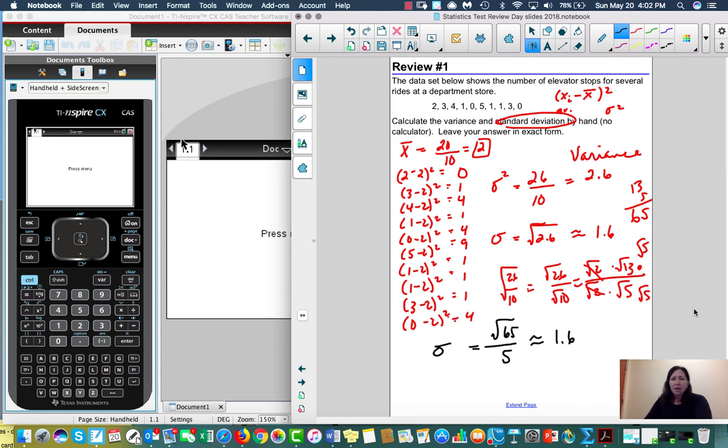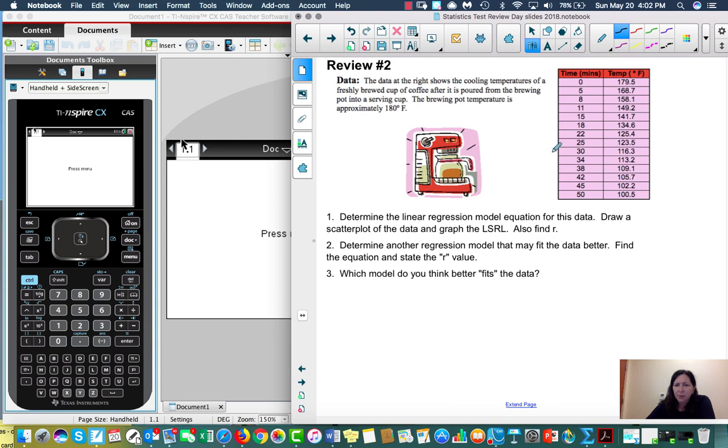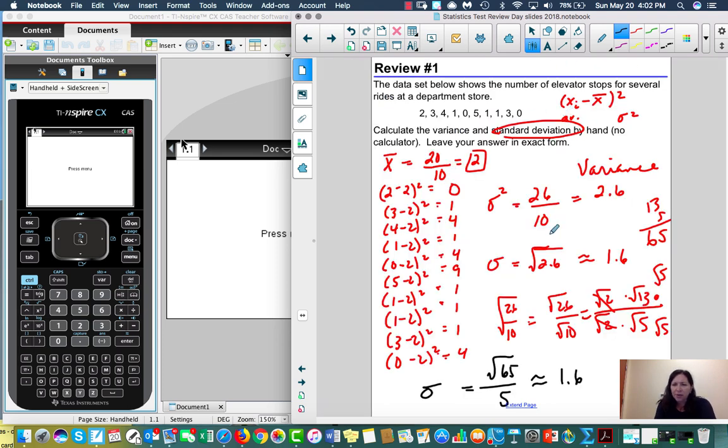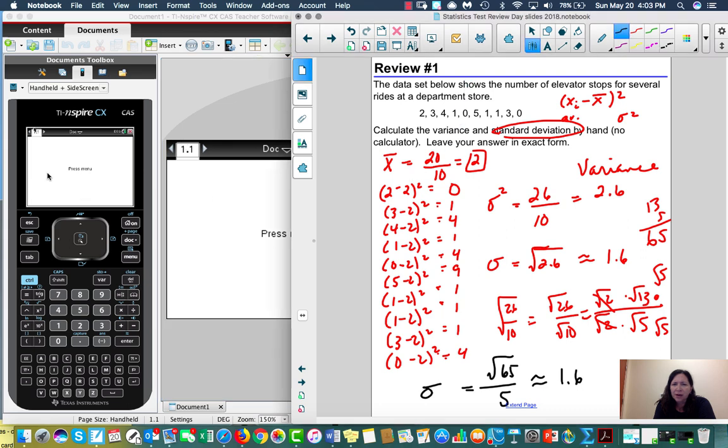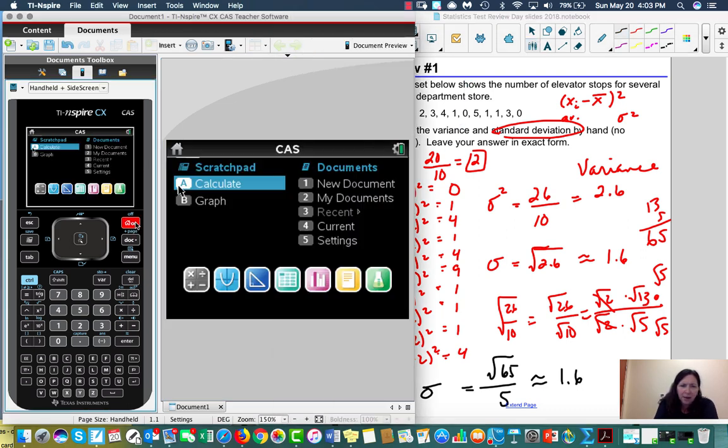Okay. Next question says the data at the right shows the cooling temperatures of a pot into a serving cup. Oh, I'm so sorry. I wanted to show you this before I went on. I wanted to show you this on the calculator just so you knew how to do that. So we are going to do that.